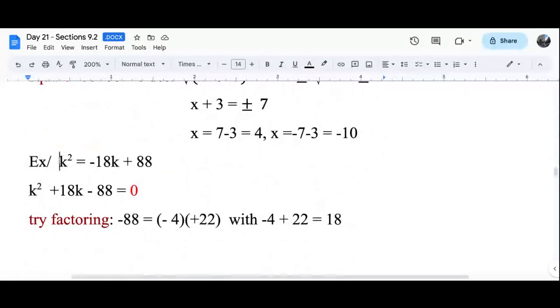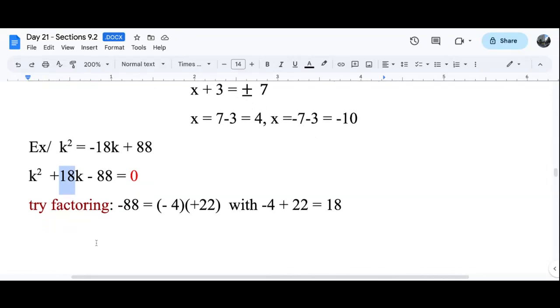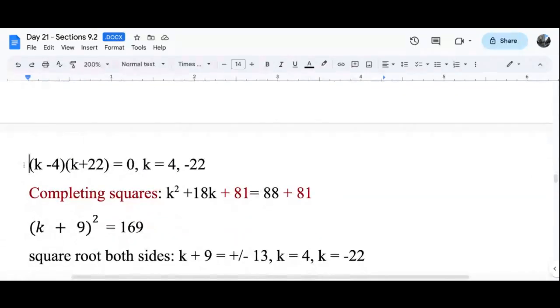So let's see this example. We have k squared minus 8 equals negative 18k plus 88. Let's try to move everything to the left-hand side to factor it, right? So negative 88 indeed can be factored as those two, and then those two do add up to be 18. So bingo, that means this can be factored as k minus 4, k plus 22 equals 0. So we solve, we get k equals 4 and negative 22.